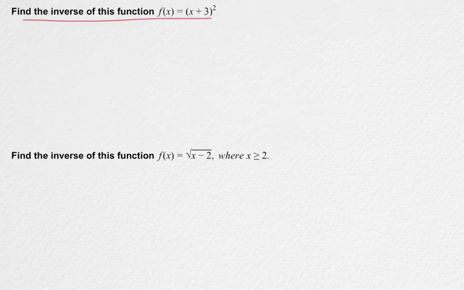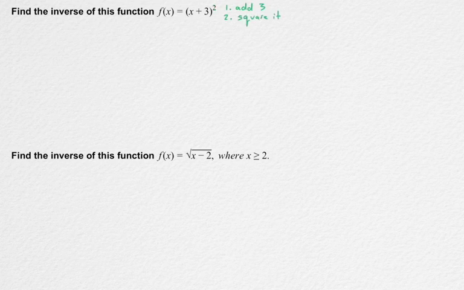Here it says find the inverse of the function f of x equals (x plus 3) squared. This is a pretty simple function, so you could actually think of this just in steps. Like this function takes an input and adds 3 to it, and then squares that. So if I wanted to write an inverse function that undoes this, I would want something that first takes the square root of it and then subtracts 3. So I'll write the square root of x and then minus 3.